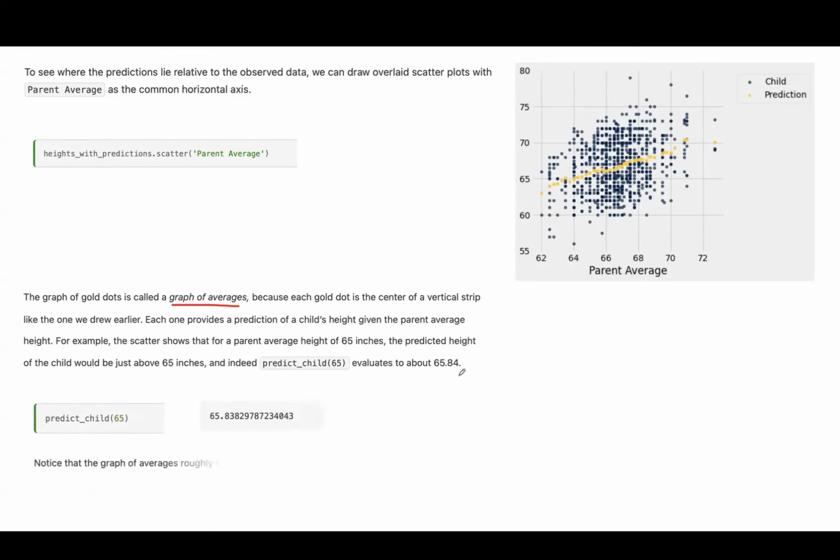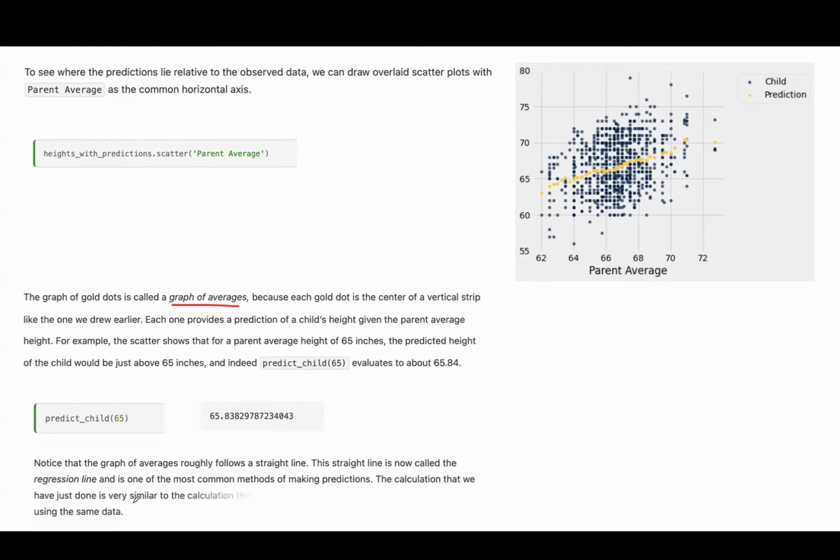Notice that the graph of averages roughly follows a straight line. This straight line is now called the regression line, or line of best fit, and is one of the most common methods of making predictions. The calculations that we have just done are very similar to the calculation that led to the development of the regression method using the same data.